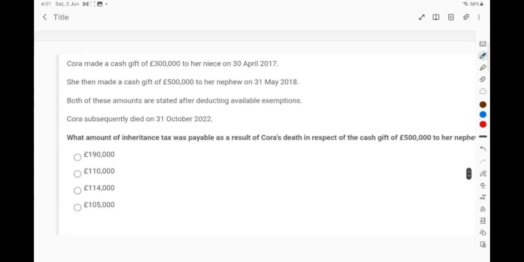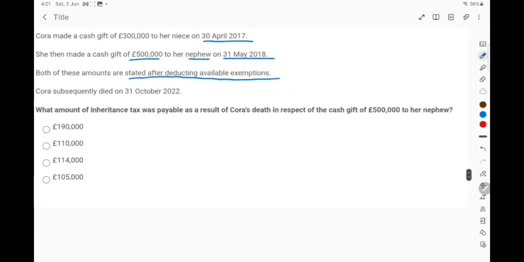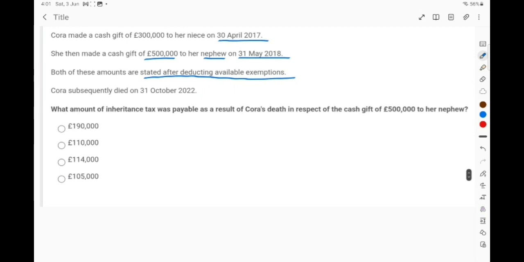Cora made a cash gift of 3 lakh to her niece on 30th April 17. She then made a cash gift of 5 lakh to her nephew on 31st May 18. Both of these amounts are stated after deducting available exemption, means you don't have to deduct the exemptions. Cora subsequently died on 31st October 2022. What amount of inheritance tax was payable as a result of Cora's death in respect of the cash gift of 5 lakh to her nephew?